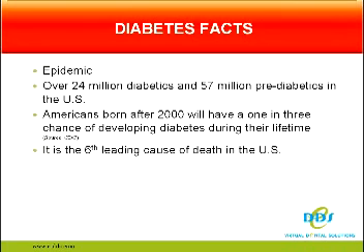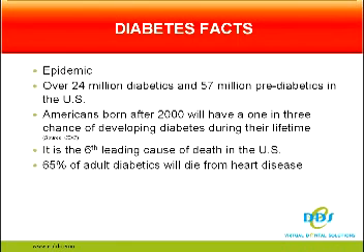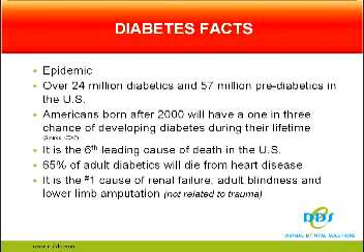It is the 6th leading cause of death in the United States. 65% of adult diabetics will die from heart disease. It is the number 1 cause of renal failure, adult blindness, and lower limb amputation not related to trauma.